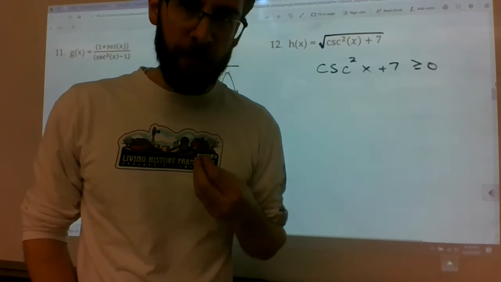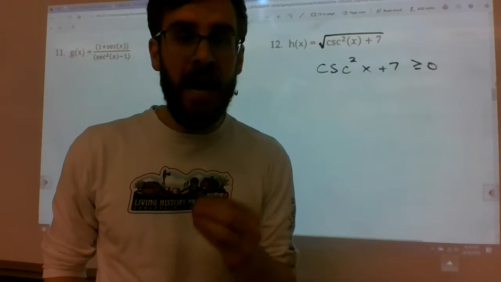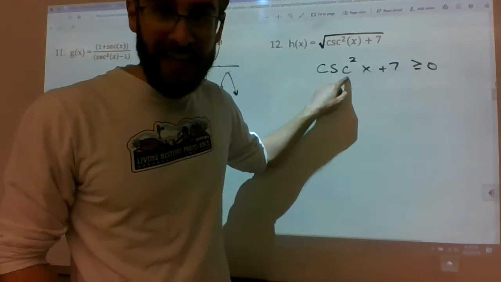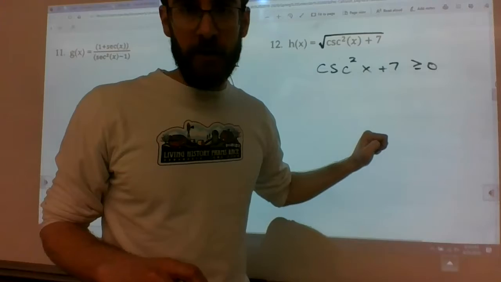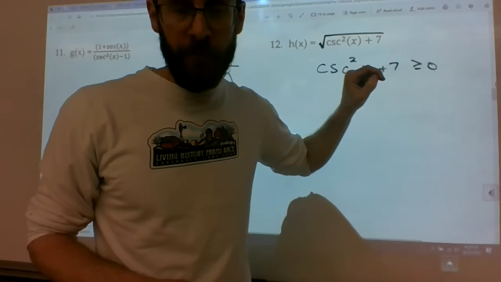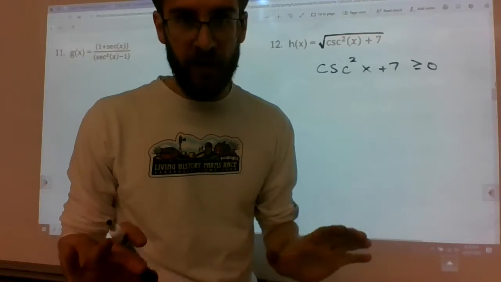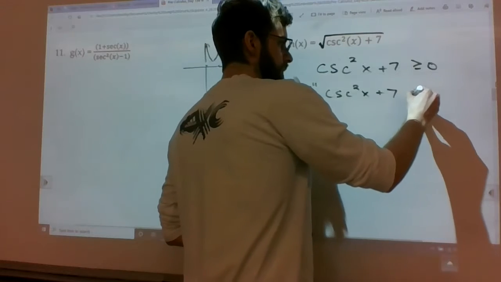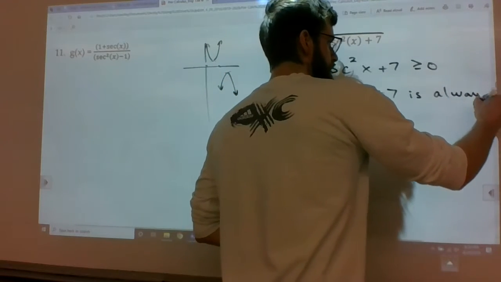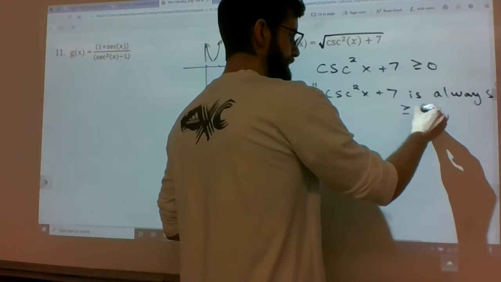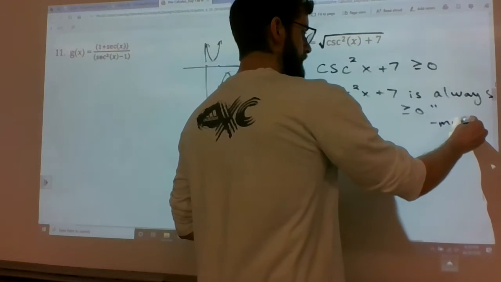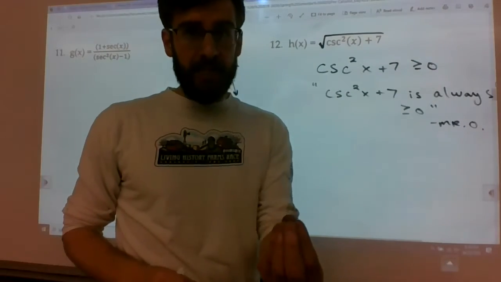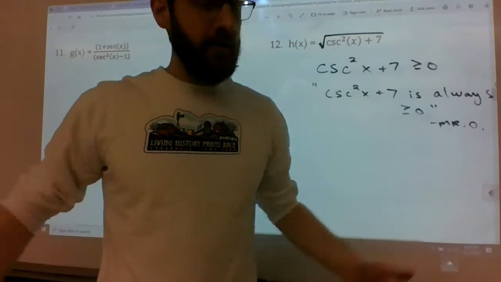What happens when you square numbers? They're always positive. So think about cosecant squared x, an ever positive number, and I add 7 to it. When is that greater than or equal to 0? It's always greater than or equal to 0. So that might lead you to believe it's continuous everywhere.